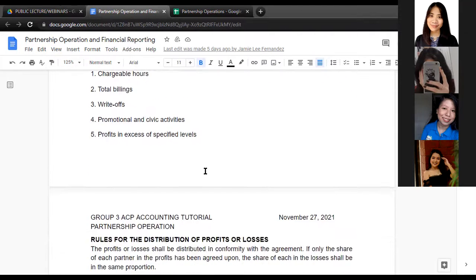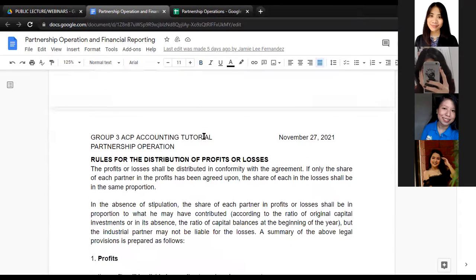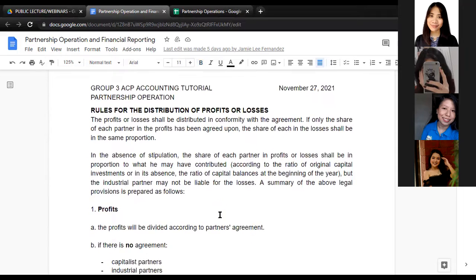And then last is profit in excess of specified levels. Designate partners commonly receive a certain percentage of profits in excess of a specified level of earnings. So next na magdi-discuss is si Miss Jamie Fernandez.